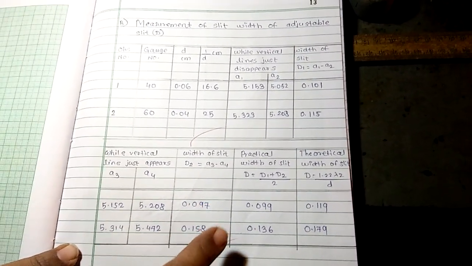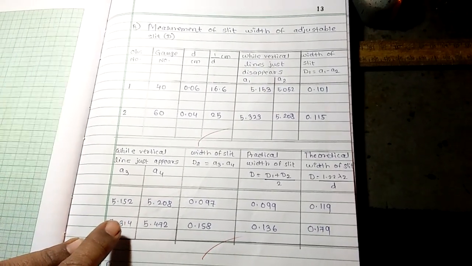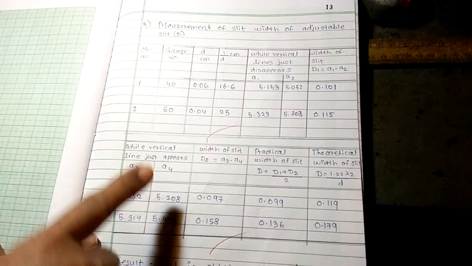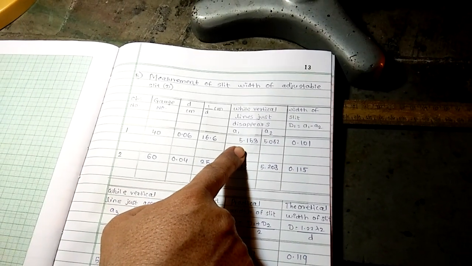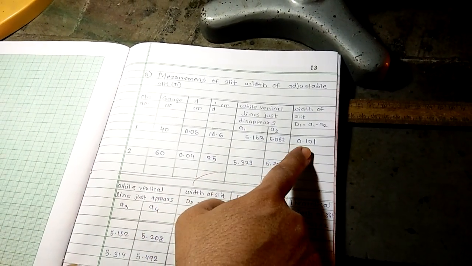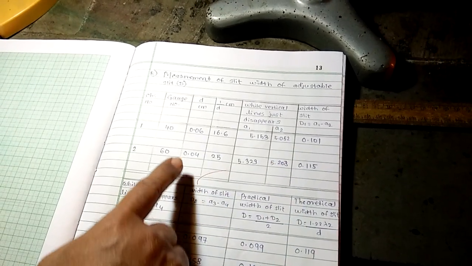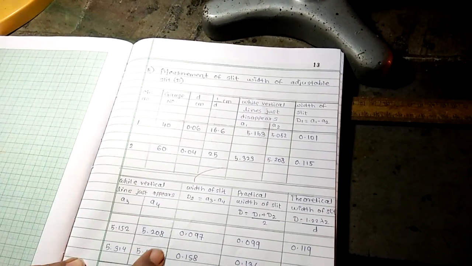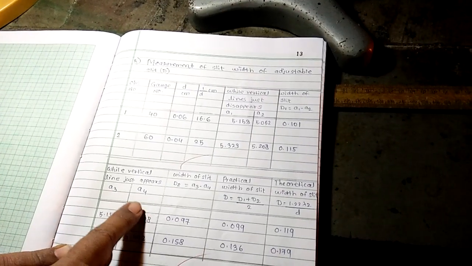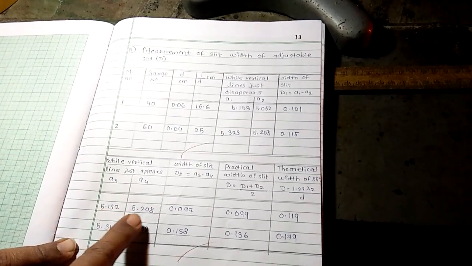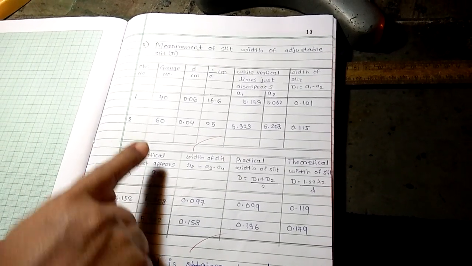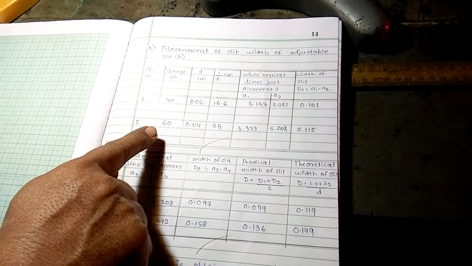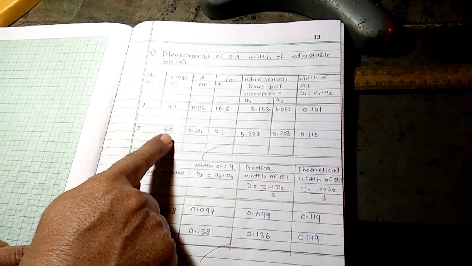So when the vertical lines are just disappearing, the slit width is recorded. This is where the vertical lines just disappear. So you have recorded the left reading of the slit and the right reading of the slit. The difference of that is the slit width D1 for gauze 40. Then when vertical lines just appear, note the left reading of the slit and the right reading of the slit. The difference of those two gives D2 for this gauze 40. Repeat the same procedure for the wire gauze 60 which is given to you.